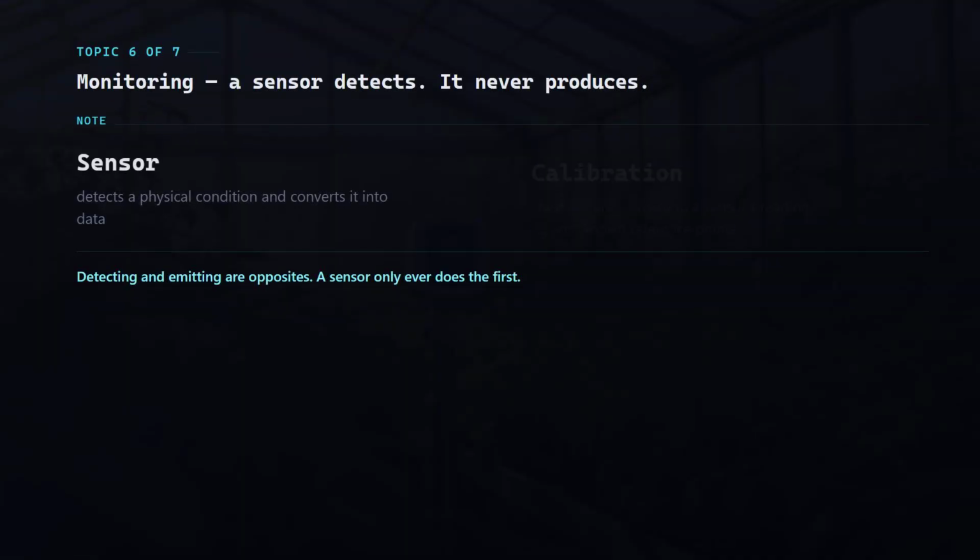A sensor's entire job is to detect a physical condition, temperature, light, motion, distance, and convert it into data the system can process. It detects. It never produces the condition itself.